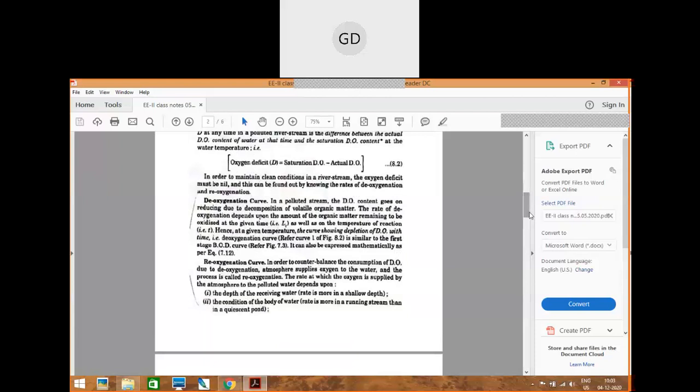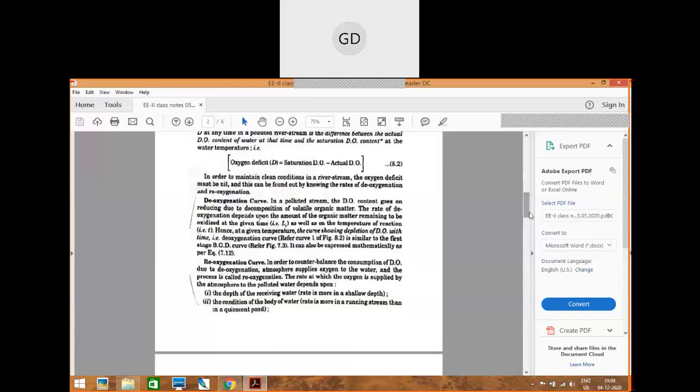Okay, we know that in a polluted river stream, decomposition of organic matter is happening due to the microorganisms present. Due to that, your DO content is decreasing every day. The rate of deoxygenation depends upon the amount of organic matter remaining to be oxidized at the given time, as well as on the temperature of reaction.